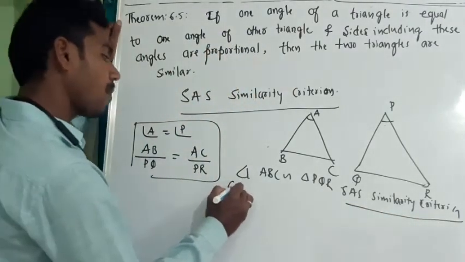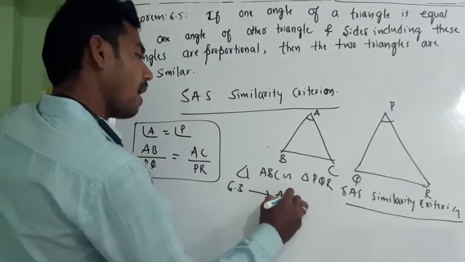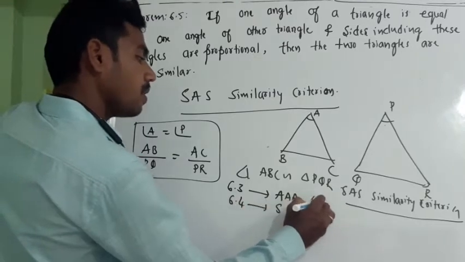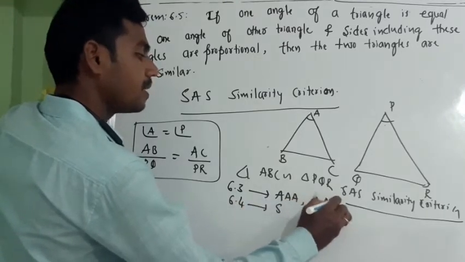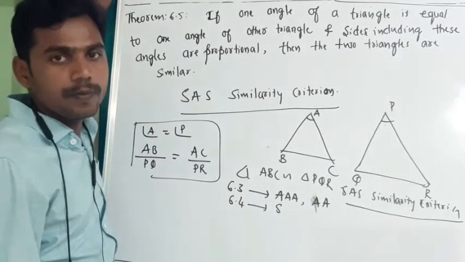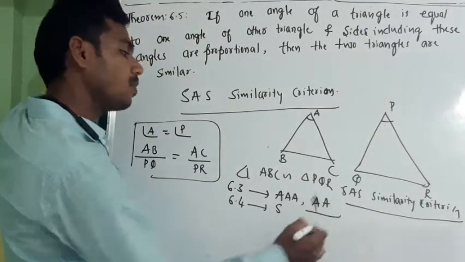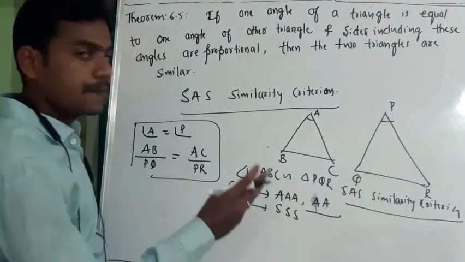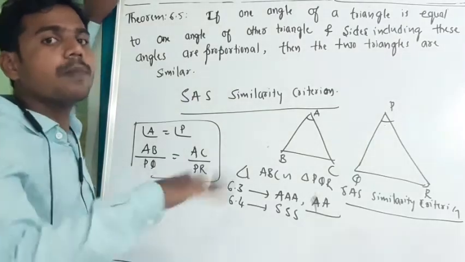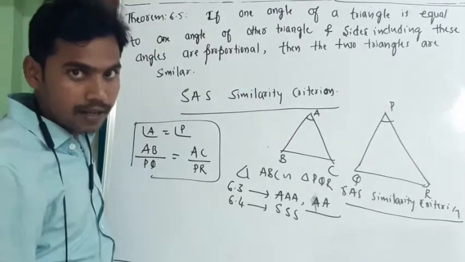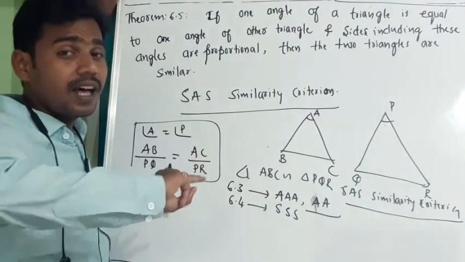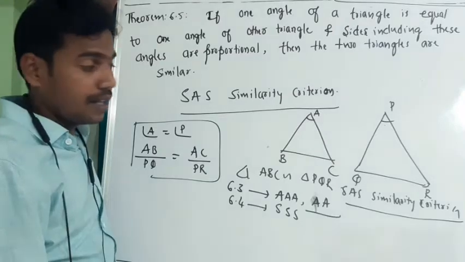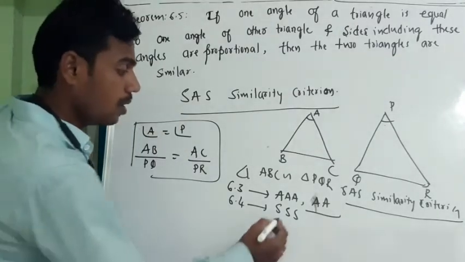So in case of 6.3, that is the angle similarity criteria. In 6.4, see, even if two angles are equal, the third angle will obviously be equal, then also the two triangles will be similar. In case of 6.4, if three sides of one triangle are proportional to three sides of the other triangle, then the three angles of this triangle will be equal to three angles of the other triangle, then the two triangles will be similar through the SSS criteria, side criteria.